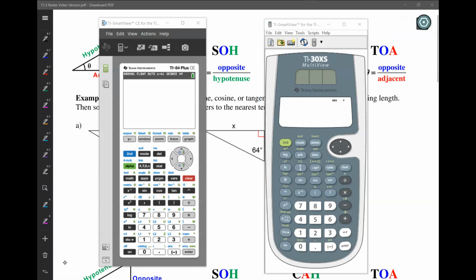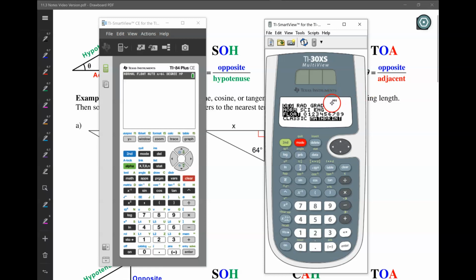Before we start the examples, you need to make sure that your calculator is in degree mode. A lot of calculators have a button that says mode, and if you push the button, they will have options that say something like DEG, RAD, GRAD, and you want to make sure that DEG is highlighted. So if you see RAD highlighted, you want to change it to DEG. And you may also see a little DEG up here on the top of the screen. That tells you you're in degree mode.